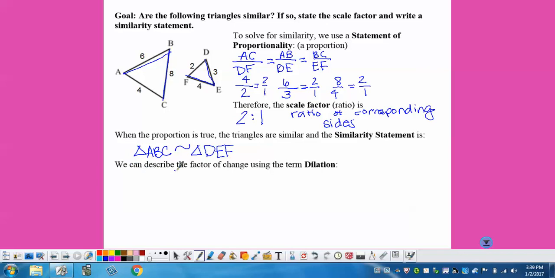We can describe the factor of change using the term dilation, which just means the stretching or shrinking to change the size.